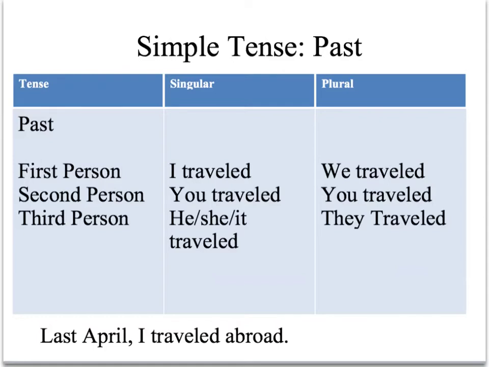We can also have action that takes place in the past. The simple tense past verb forms are going to show actions that regularly occur in the past. Last April, I traveled abroad. Notice in this example, traveled is in the past tense form, has the ending of ed, therefore it is a regular verb. Different forms of the past tense travel are shown above.